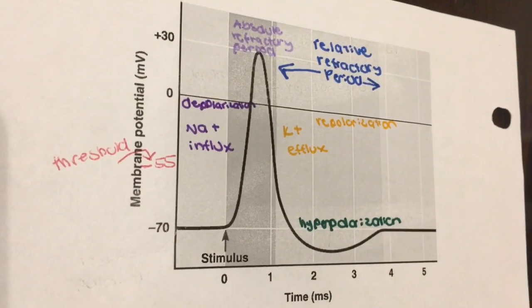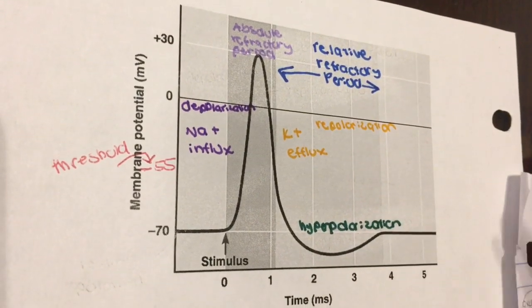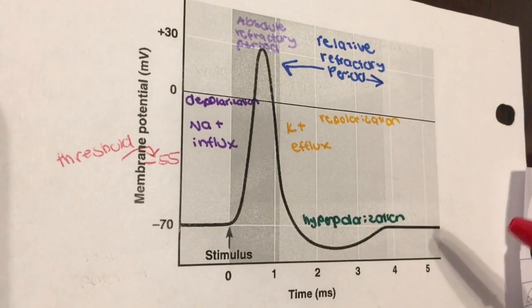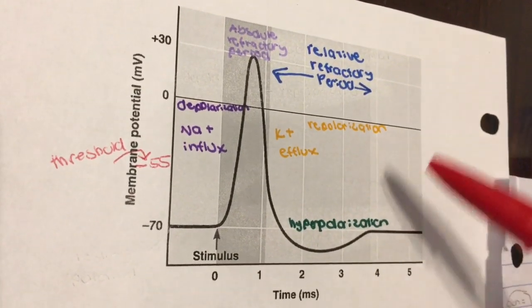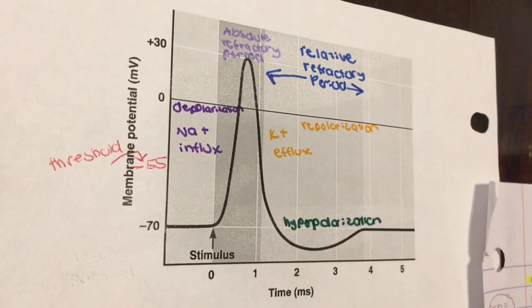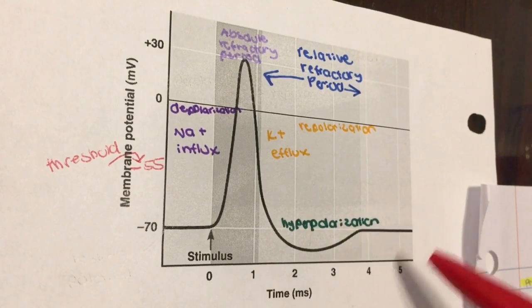And then hyperpolarization occurs when the potassium channel is still open, causing the cell membrane to be more negative, and the potassium particles are leaving, so there is an efflux of potassium.